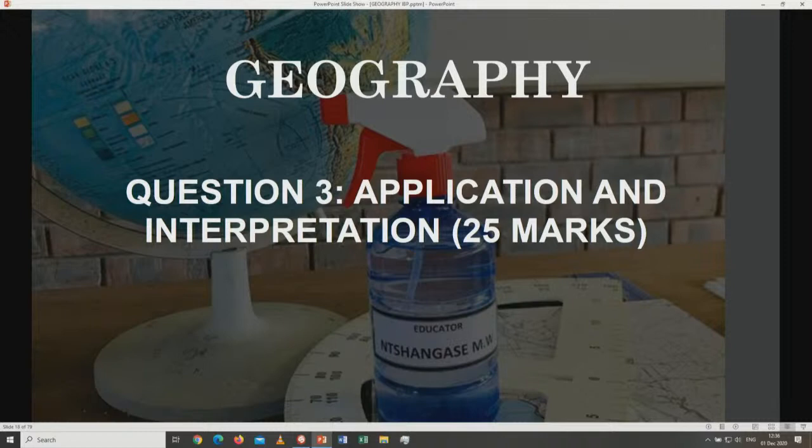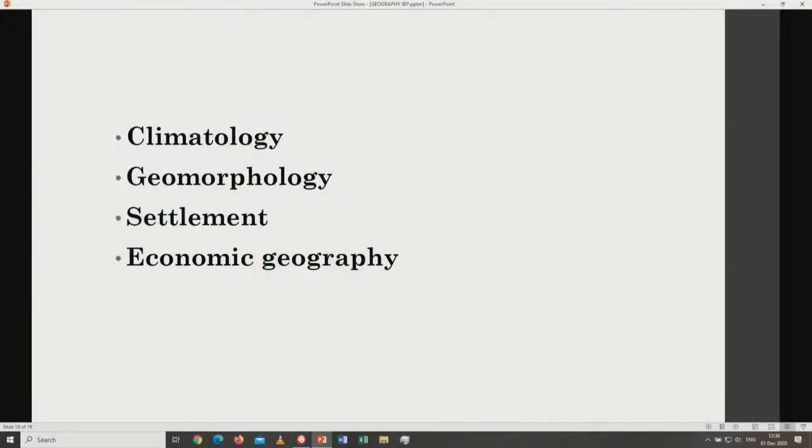the Pongola question paper, is that I have categorized them as climatology. There are climatological questions there. There's geomorphology, there's settlement geography, and there's economic geography. You will see that all the questions you're about to see now have to do with climatology, geomorphology, settlement geography, and economic geography. So I will cover some of those questions in this presentation now. Now let's look at this.